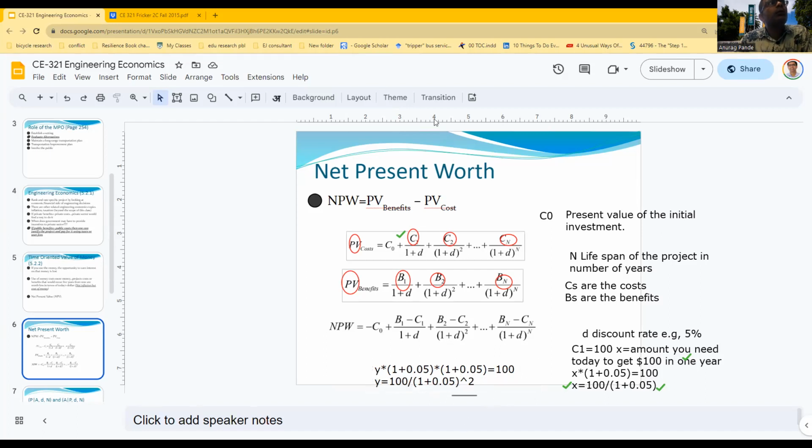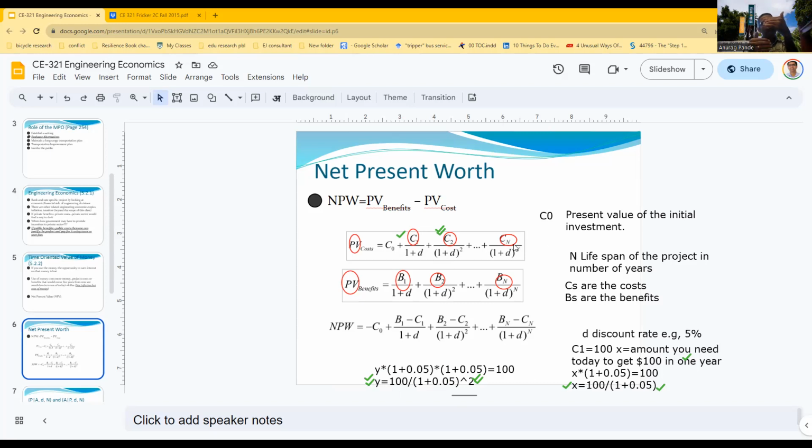So if I look at this formula right here, that's basically my 2-year formula. If I try to find the present value of the cost, if I have $100 in 2 years from now, $100 divided by 1 plus D whole squared gives me the present value of these costs. And then you can go on and on for the nth year, and you get this formula.